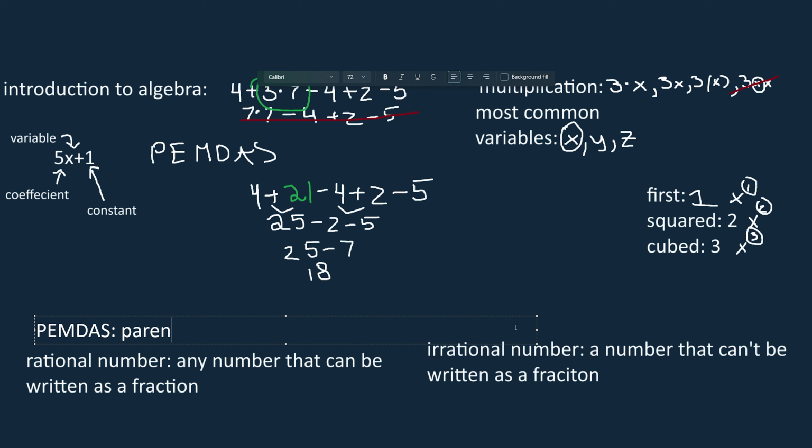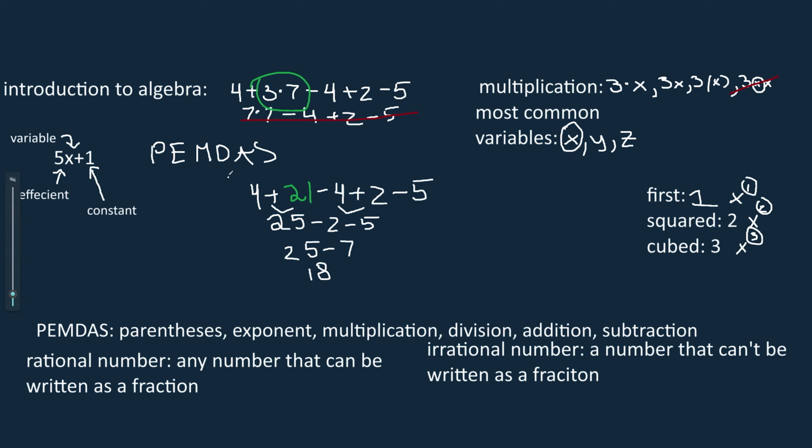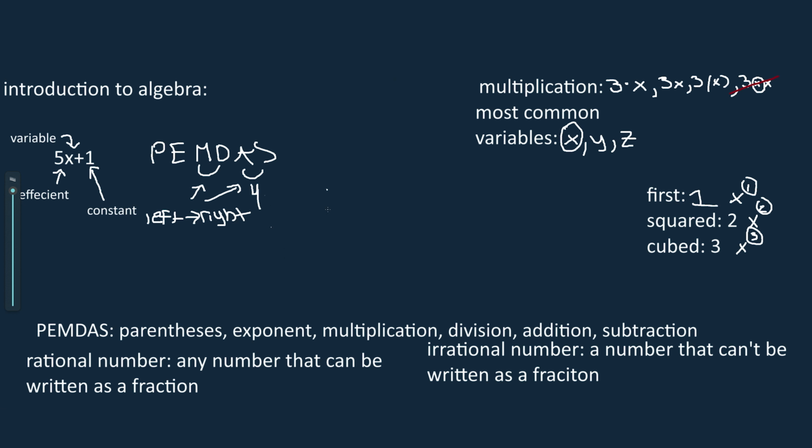Another thing about this is that multiplication and division are paired. They both go from left to right. Say we have an expression like 16 divided by 4 times 3. We would do this first, which would become 4, and then we would multiply by 3, which would get us 12.